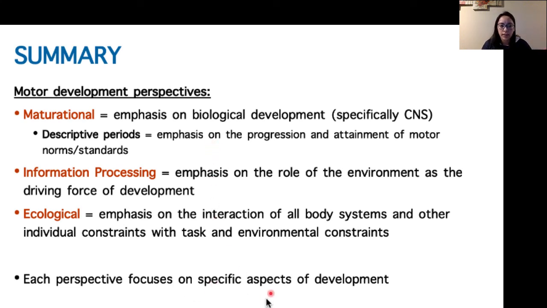Another example of this could be that information processing might be more interested in age differences in processing abilities, in contrast to ecological theories, which are more concerned with how we transition from one skill to another. Okay, so that wraps up our theoretical perspectives in motor development. Our next video will be based on Chapter 3, which discusses the principles of motion and stability.